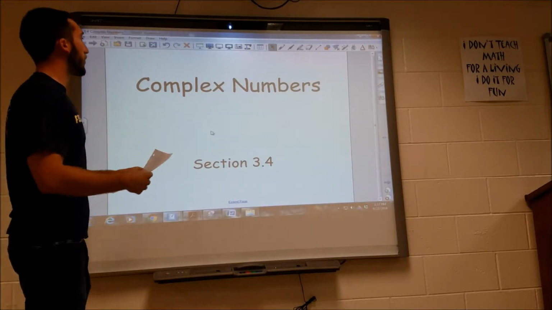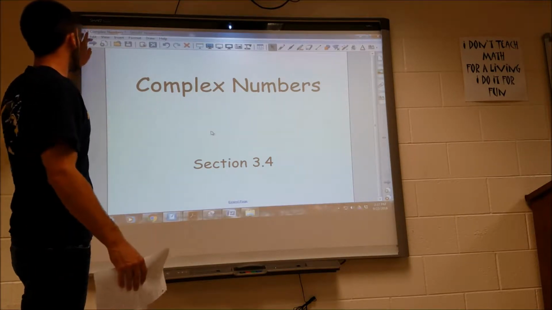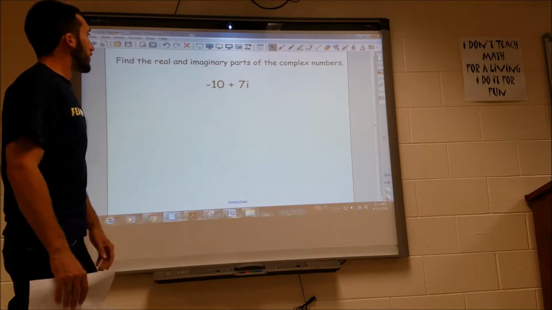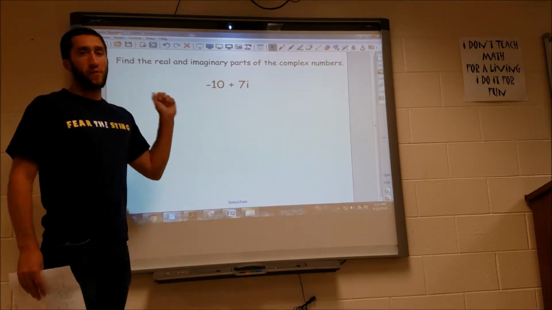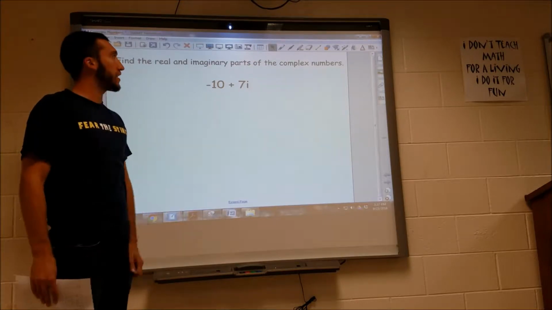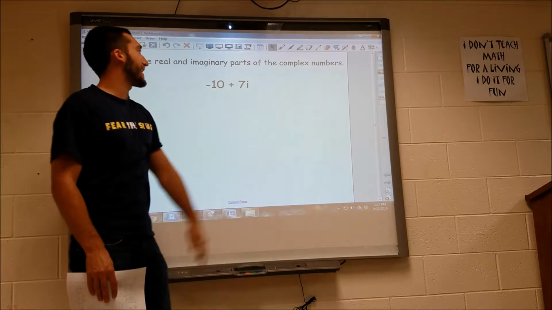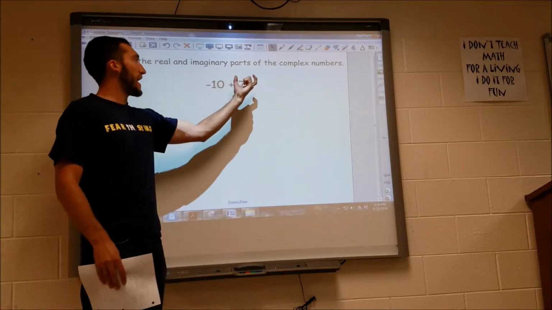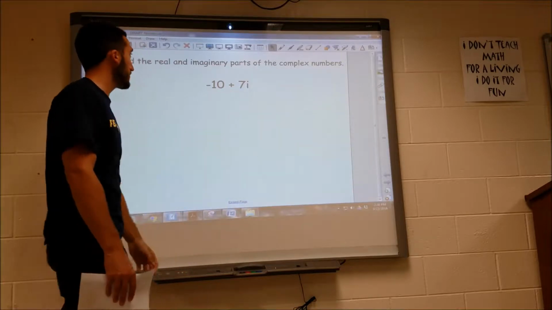Hello everyone, today we're going to talk about complex numbers, section 3.4 in our book. We should have at least covered the idea of imaginary numbers before pre-calculus. So that's all they want. Complex numbers, we're just saying it's going to have a real part and an imaginary part. So it's going to have that i term to it.